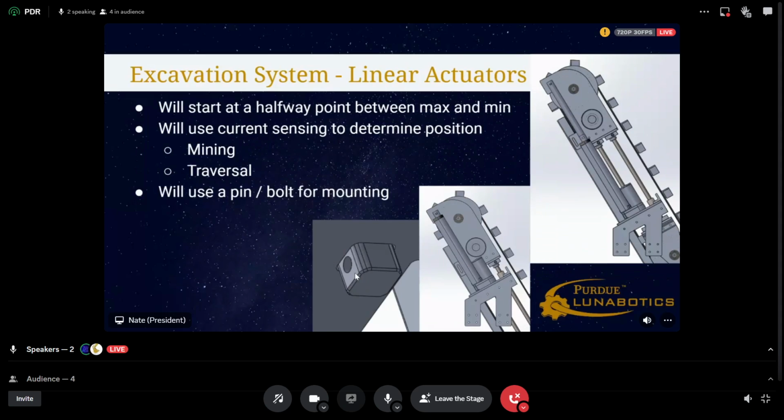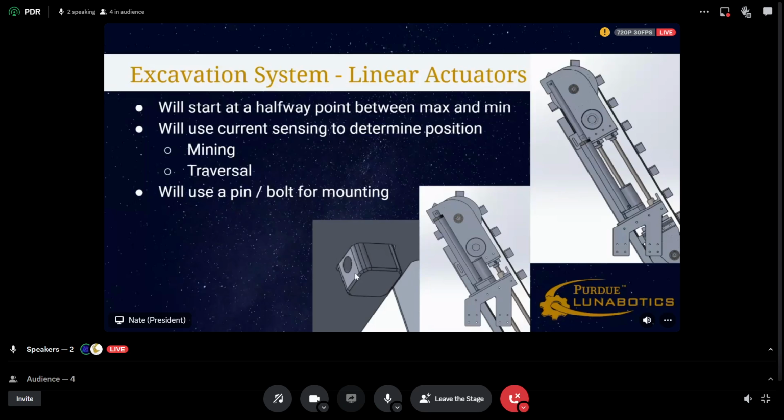As for how we're moving this whole system up and down, we have 2 linear actuators, 8-inch stroke. It's about 1.2 inches per second. So going from the maximum to the minimum is 8 inches. It should take about 6 to 8 seconds under load. So switching between driving and mining or trenching position should not take a lot of time.